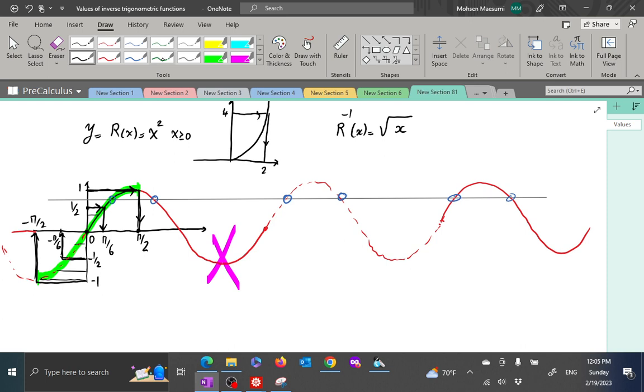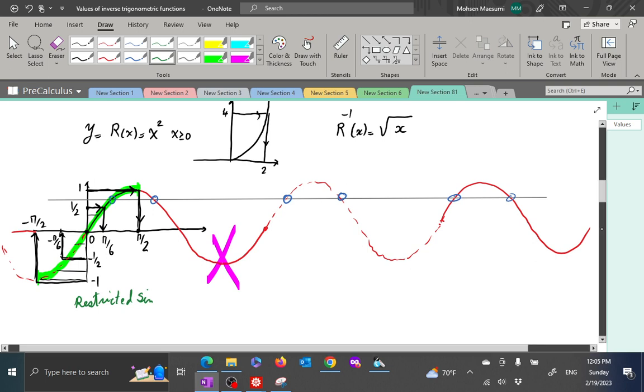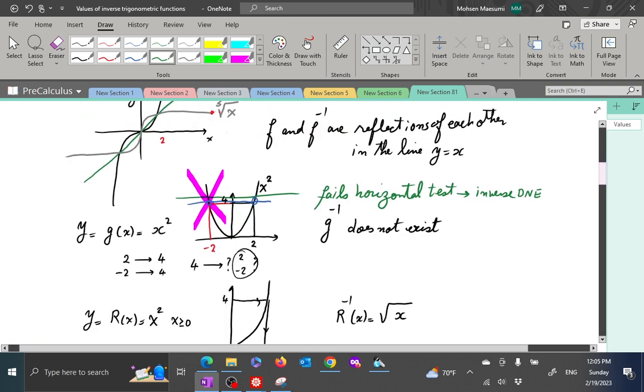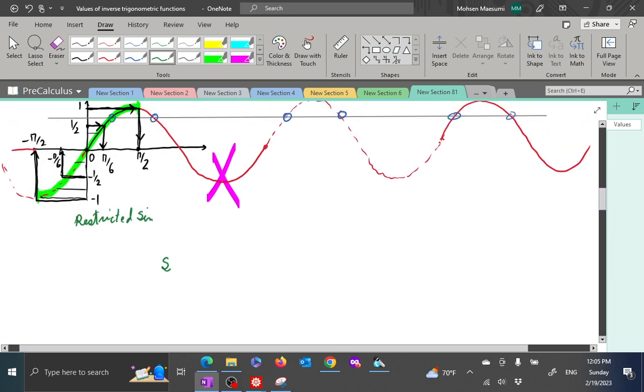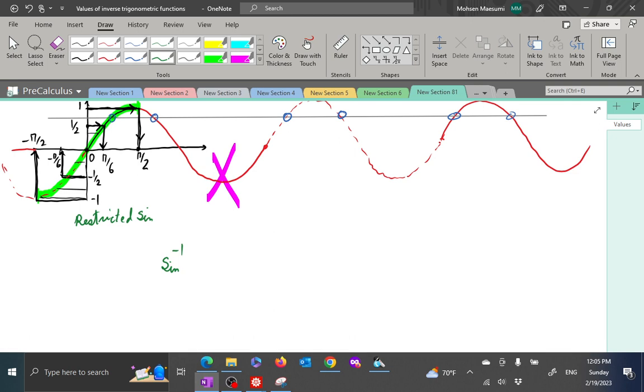So this green colored function is a restricted sine. And that green function has an inverse. The inverse of trig functions, they have two options. One is just the option we had for all the functions. So if you have a sine, the inverse of it is going to be sine inverse. Okay, inverse of sine is called sine inverse.